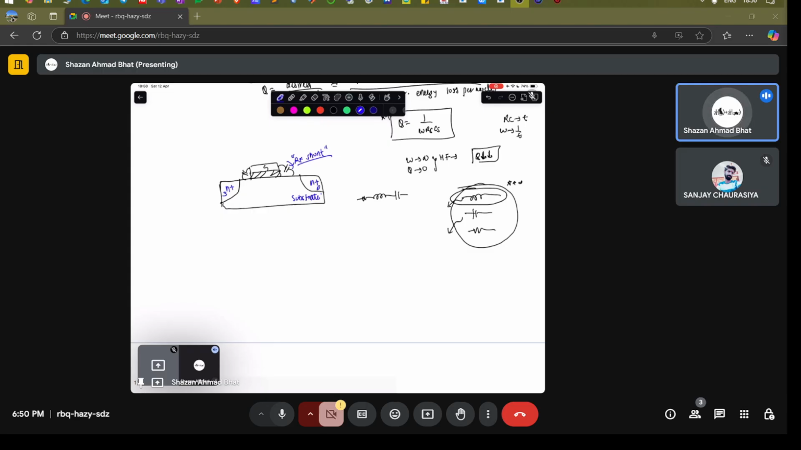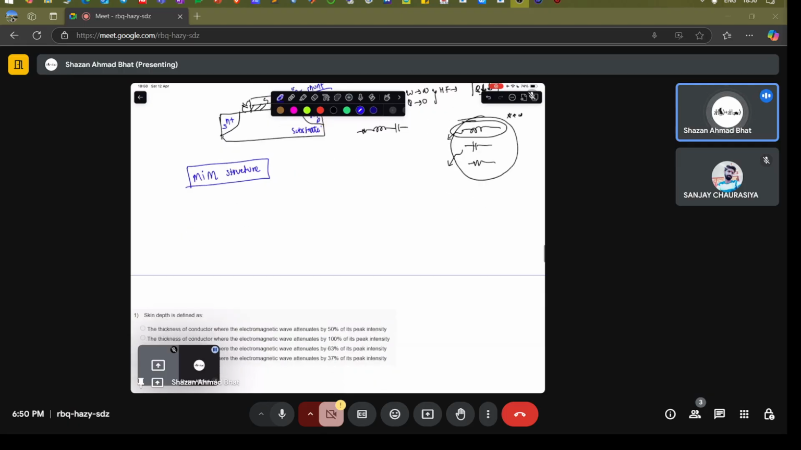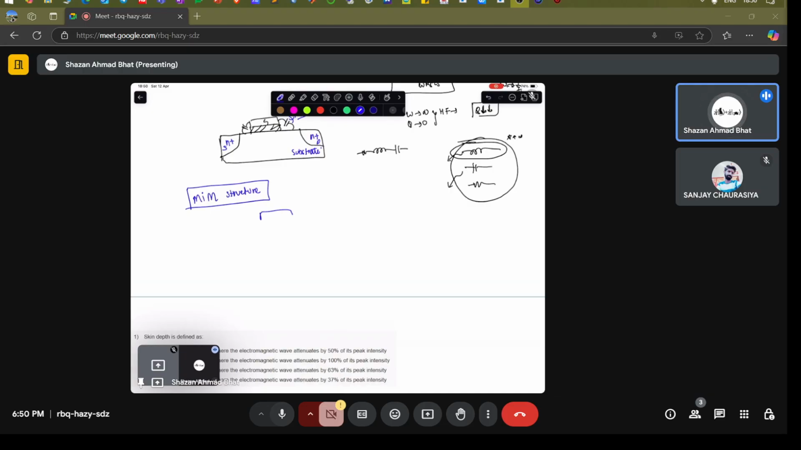Now we have something called the MIM structure. What is MIM? It's simple. It's just a capacitor, just a fancy name they have given. You have a metal, then a dielectric, and you have another metal.